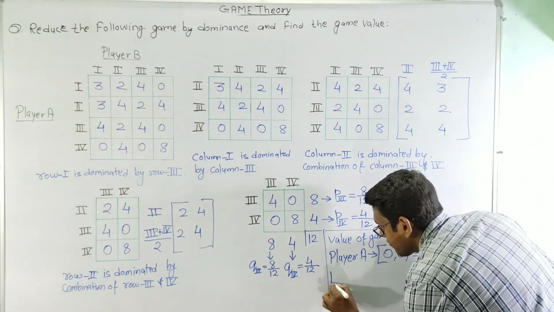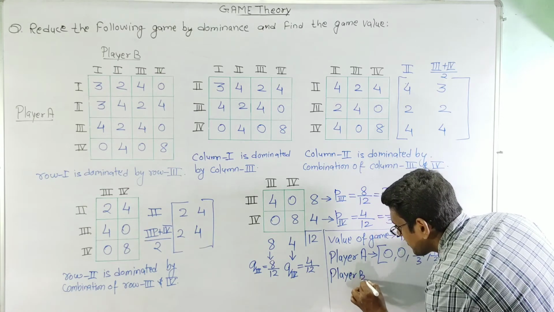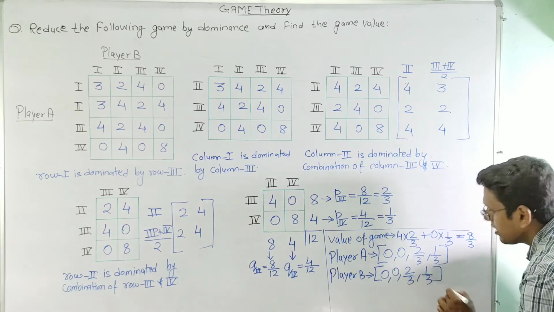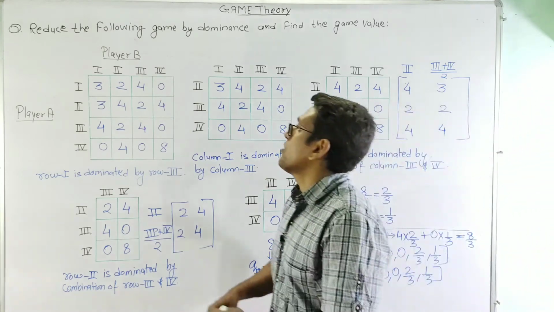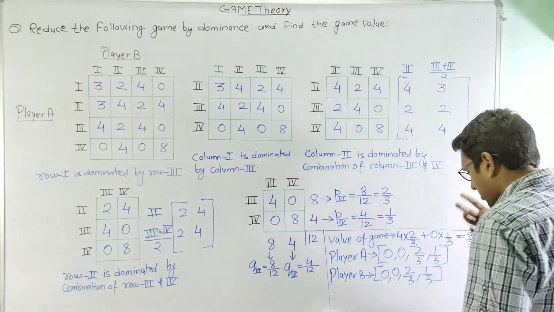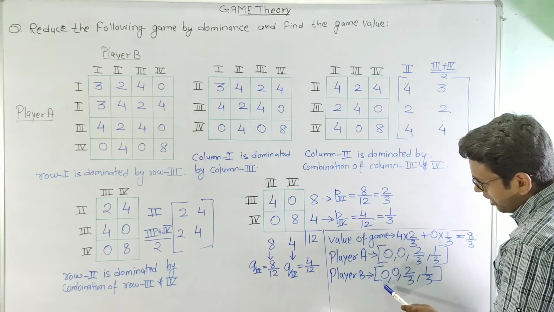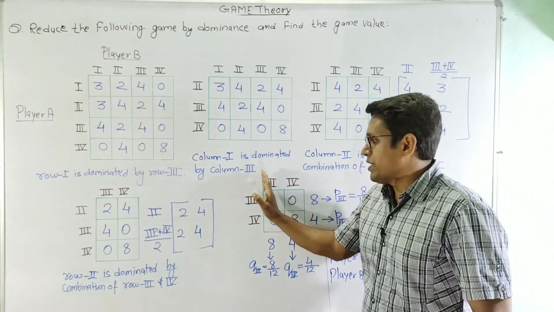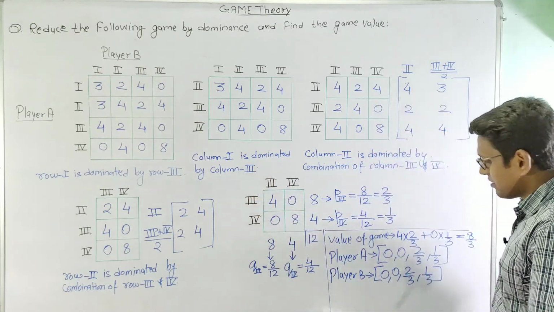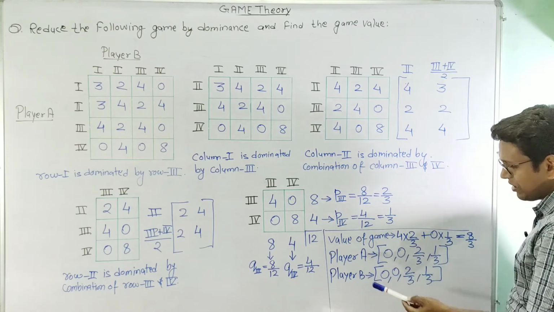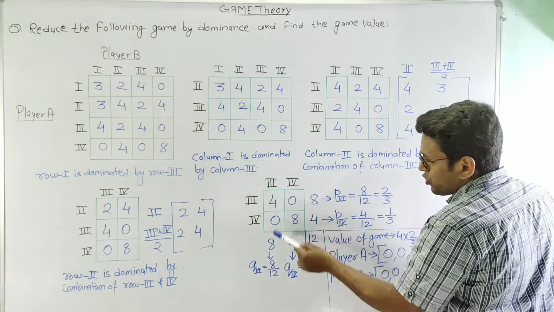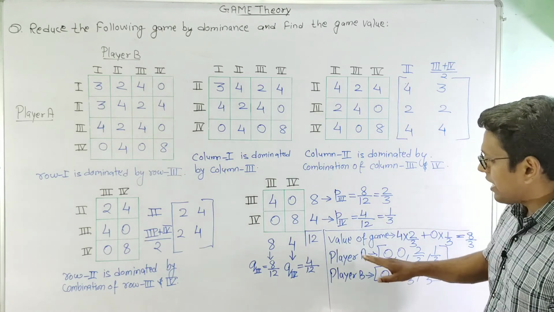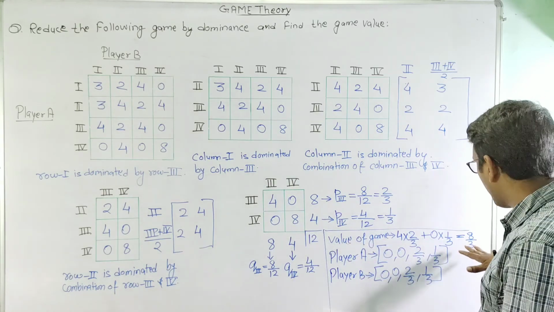Similarly, the optimal strategy for player B can also be determined, and it is given by 0, 0, 2 by 3 and 1 by 3. In the initial matrix we can see that player B also has 4 strategies, and the probability of player B playing strategy 1 is 0, playing strategy 2 is also 0, because from here we can see that the strategy 1 and 2 for player B is eliminated. That means player B will not play strategy 1 and 2. Similarly, player B will play strategy 3 2 by 3 times, and strategy 4 1 by 3 times. So these are the optimal strategies for A and B, and this is the value of game.